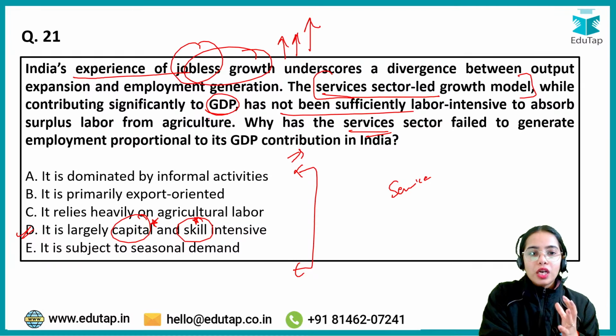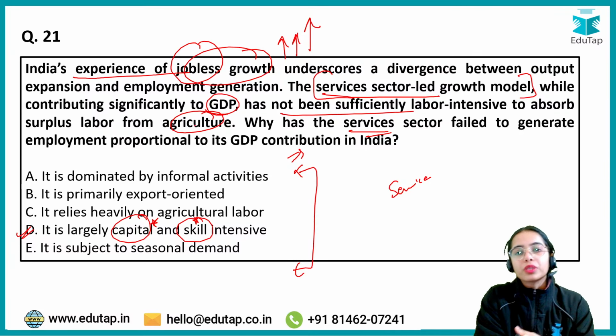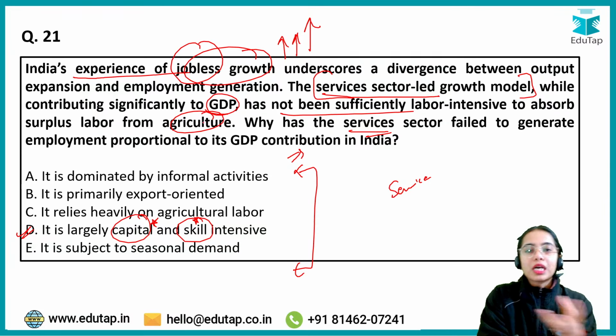Okay, so a lot of labor cannot be absorbed from the informal sector, from the unskilled sector, from the agriculture sector. That is a problem. So D is the answer.